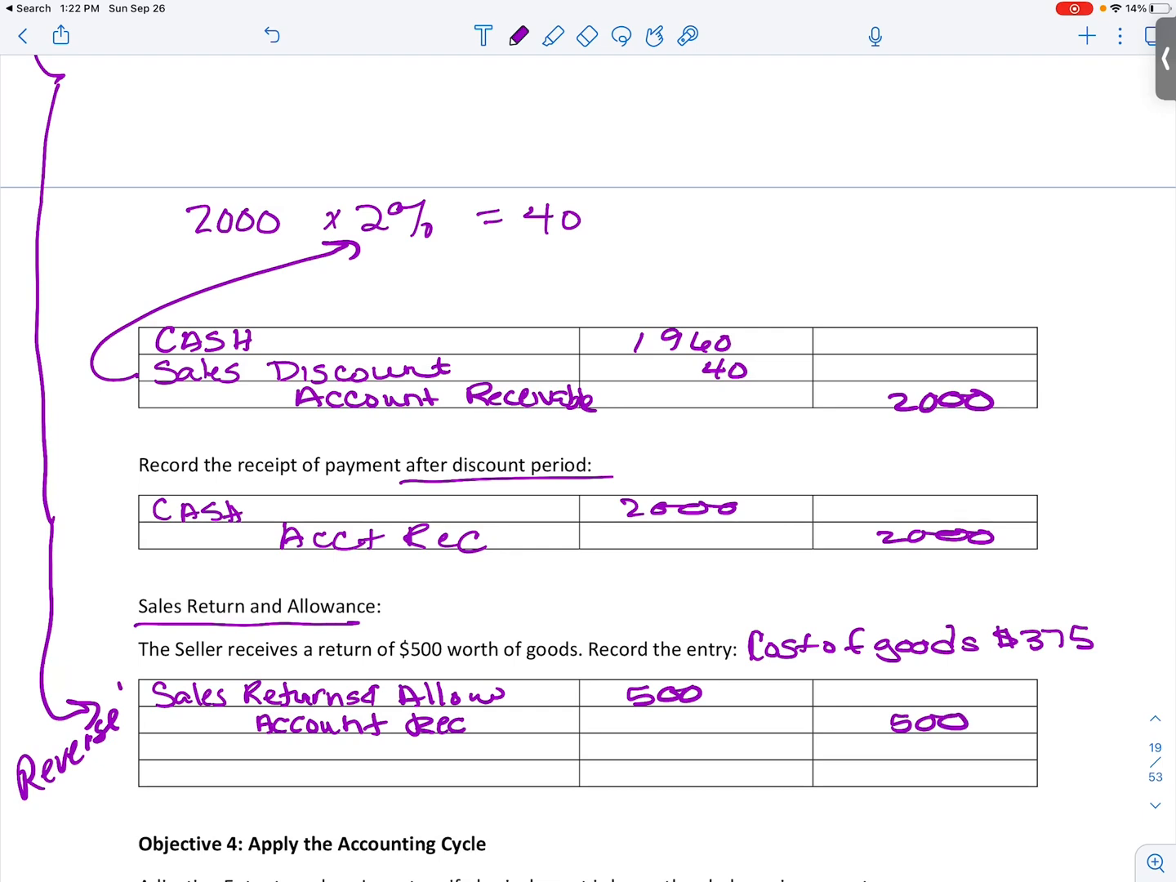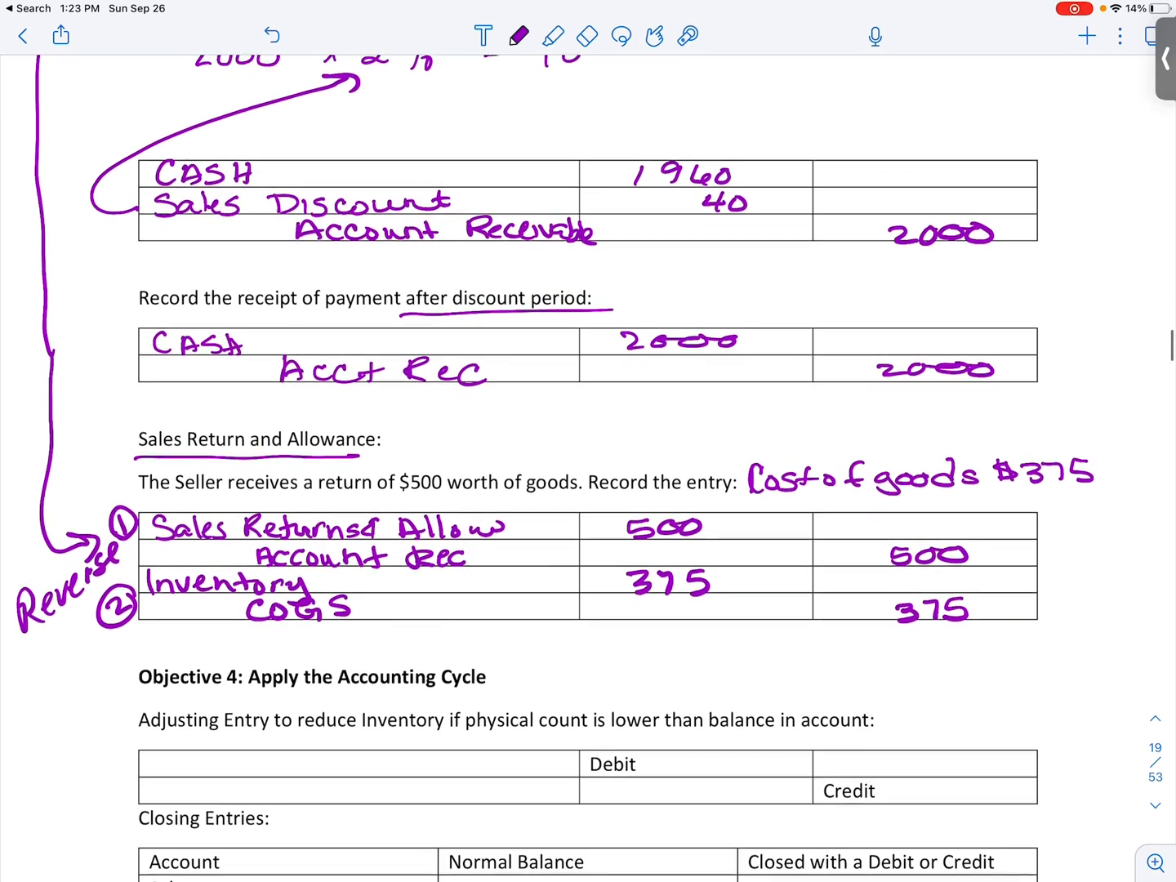And then the second part of that is to record putting that inventory back on the shelf. So we're increasing our inventory. The cost of that inventory was $375. And then we're going to decrease the amount of cost of goods sold. That shows that return.